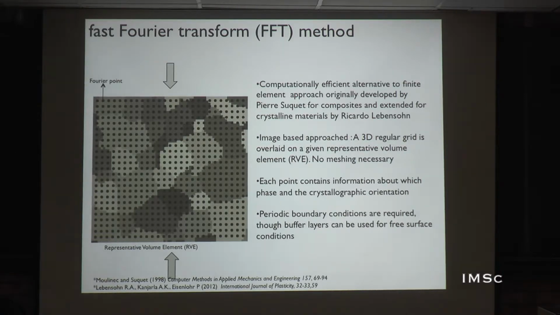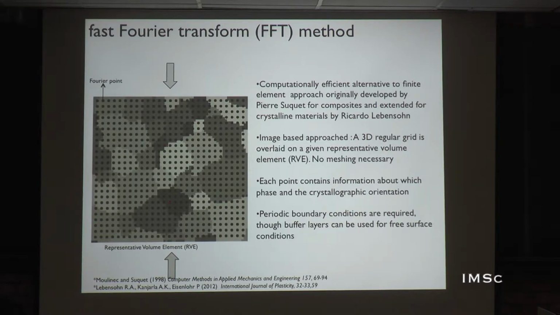This was originally proposed by Suquet in France to calculate, in a computationally efficient way, the effective properties of composite materials. Instead of using finite elements, particularly for materials which have very high contrast, can we get the effective properties very quickly? And then about a decade later, Ricardo, about 2000, 2001, extended it for polycrystals. I was with Ricardo during my postdoc, so I've kind of gotten on that path.